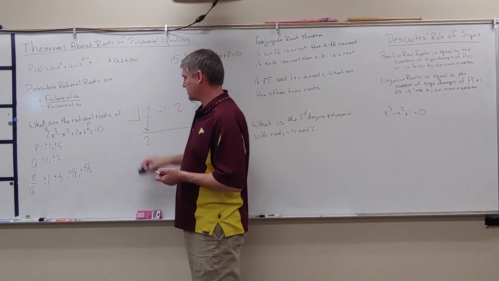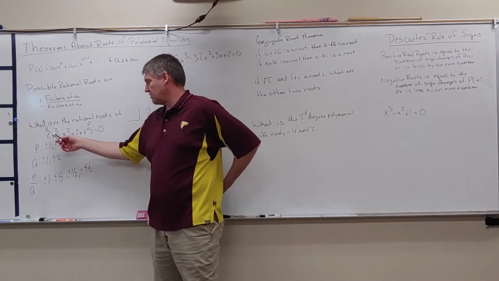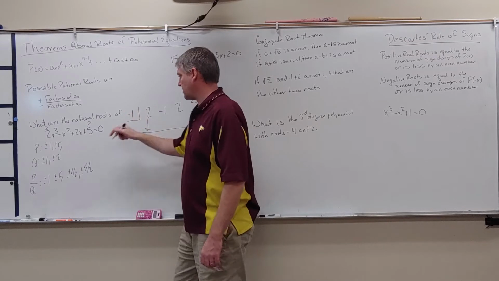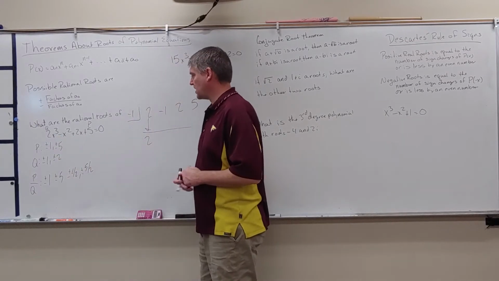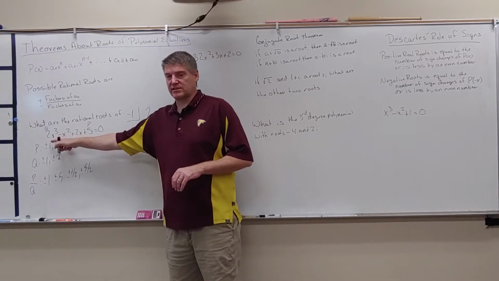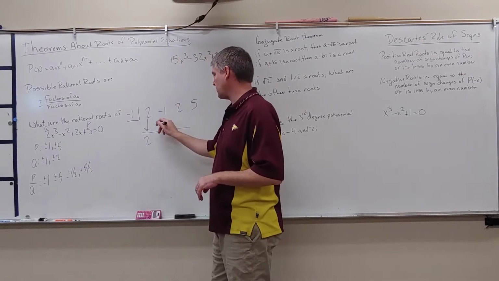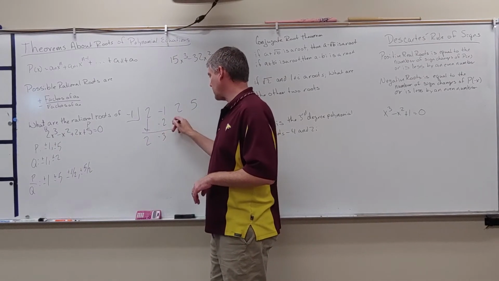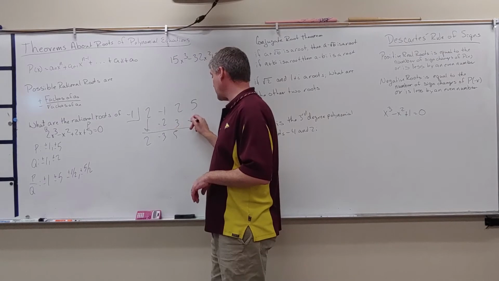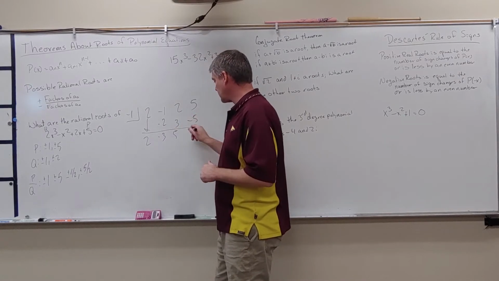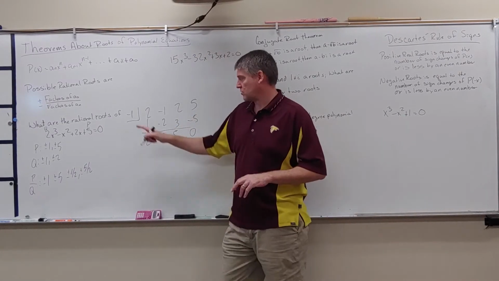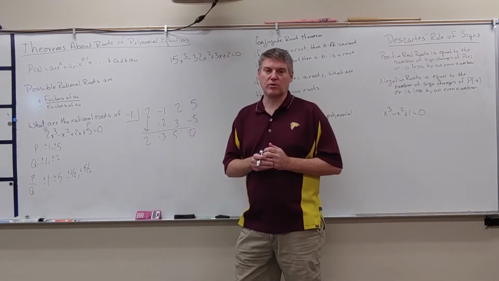If I negate it, it would be if the negation of this works. So I'm going to change all the signs here to see if negative 1 works. So now I'm going to test negative 1. 2 times negative 1 is negative 2, negative 3, 3, 5, negative 5. That's good. So 0. So negative 1 is a root.